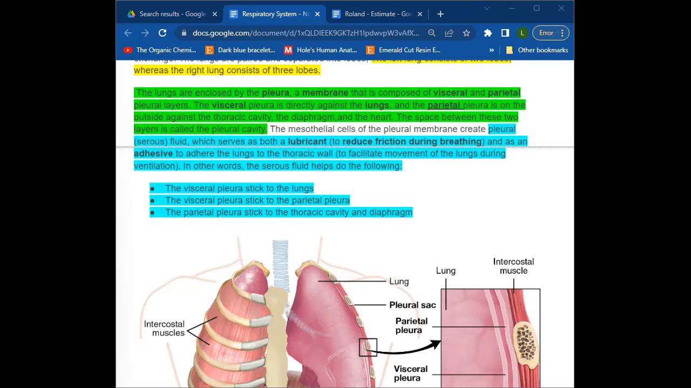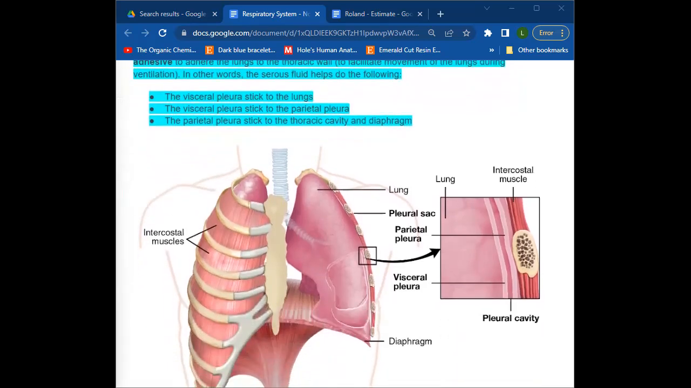It helps everything stick together. It helps the visceral pleura stick to the parietal pleura. Also, if you tried to put the shirt on, it would stick to your skin. So that's how the serous fluid is going to help the visceral pleura stick to the lung. And it also will help the parietal pleura stick to the thoracic cavity and the diaphragm.